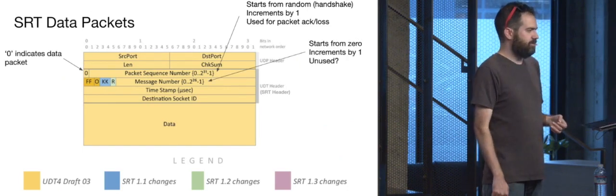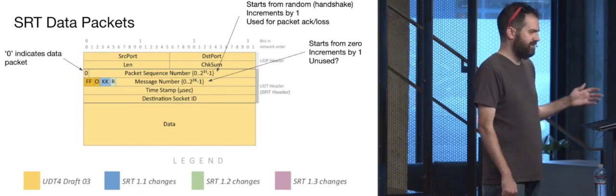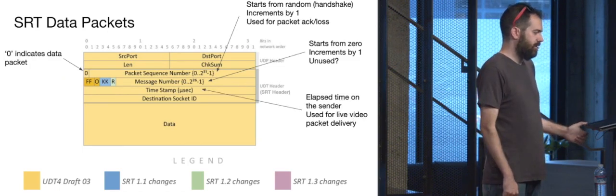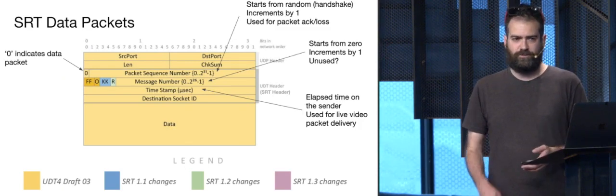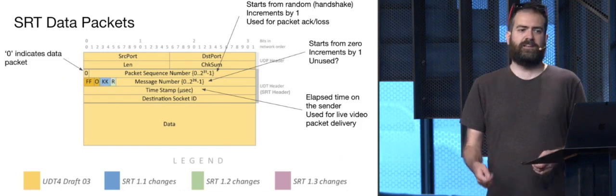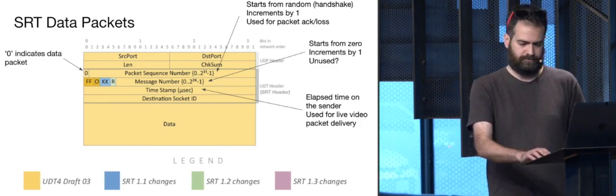So then there's a message number. It starts from 0. It also increments by 1 every message in live video, and it seems to be unused. And I'll get back to why I think that is in a minute. There is a timestamp in microseconds. This is the elapsed time on the sender, and it's used on the receiver for when to play this packet out of SRT's buffers into the TS demuxer and video decoders downstream.